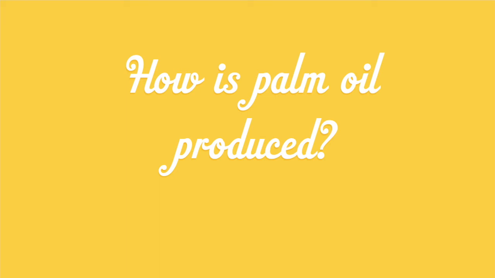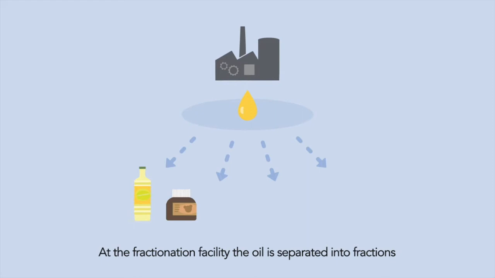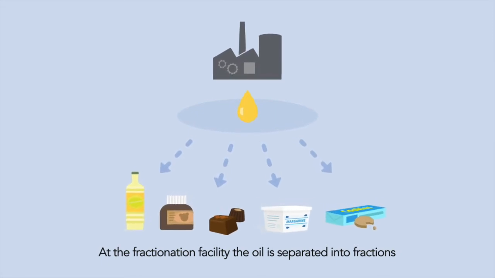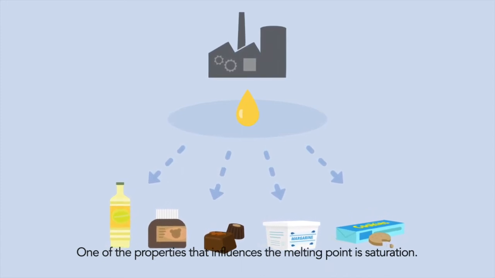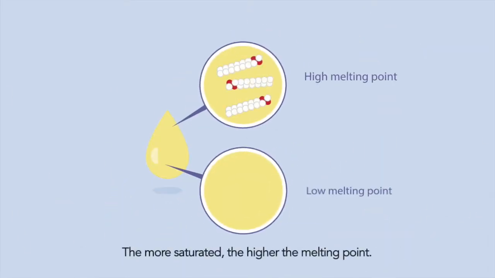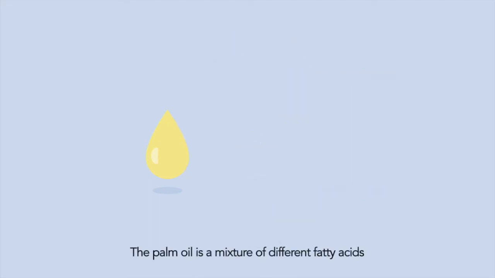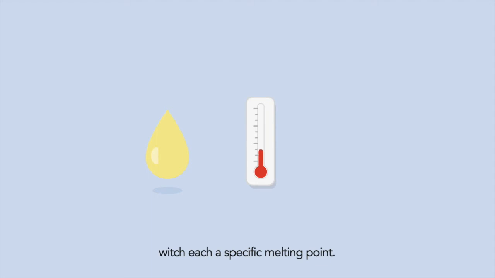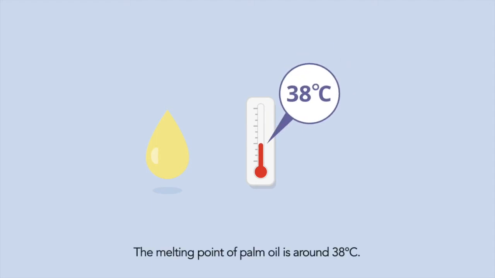How is palm oil produced? At the fractionation facility, the oil is separated into fractions, each with specific properties. One of the properties that influences the melting point is saturation. The more saturated, the higher the melting point. Palm oil is a mixture of different fatty acids, each with a specific melting point. The melting point of palm oil is around 38 degrees Celsius.